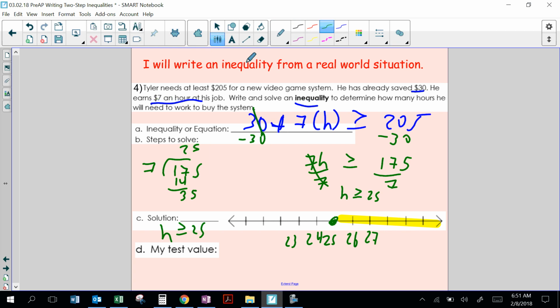So let's pick 30 hours. 7 times 30 is 210. Plus 30 is 240. That's greater than or equal to 205. Check. So that is the thing.